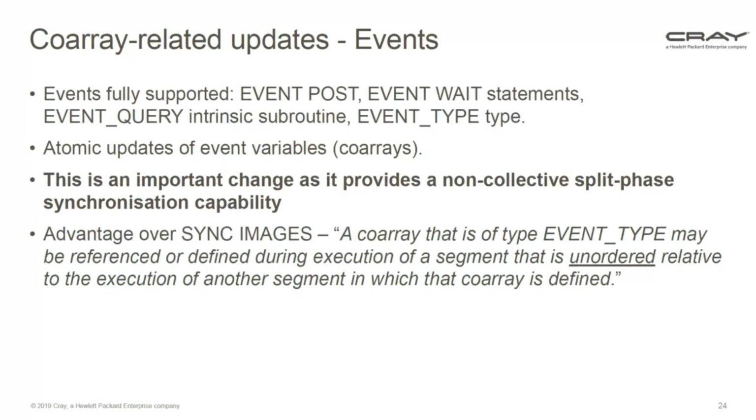And those operations happened without the cooperation of the remote image. However, synchronization was essentially two-sided, right? So it was collective. So you either did sync images across all your images, or you did sync images across a subset of your images, or you did a kind of pairwise synchronization between images. But those things always had to match. Now, events are a way to do synchronization that's kind of split phase, so where you don't have to do that. So it allows you to be a bit more loosely synchronized.